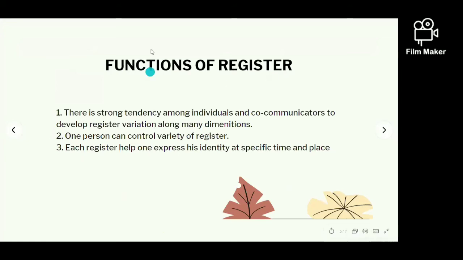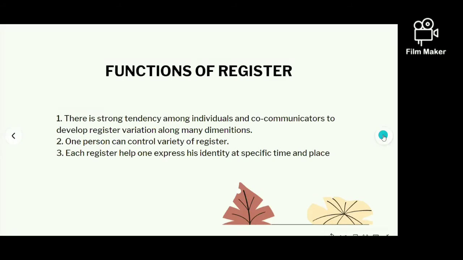So the next one is the functions of register. Actually, there are a lot of functions of register, but here we just pick three of them. The first one is that there is a strong tendency among individuals and co-communicators to develop register variations along many dimensions. The second one is that one person can control a variety of registers. And the third and last is that each register helps one express his identity at a specific time and place.